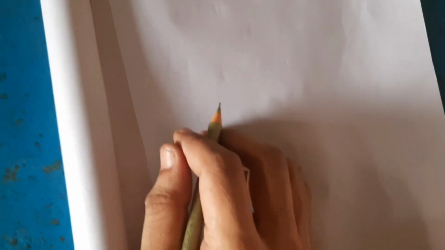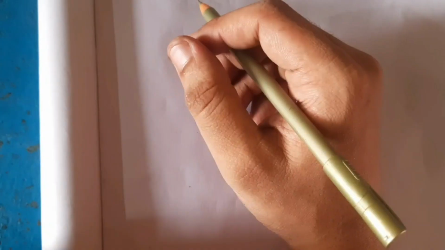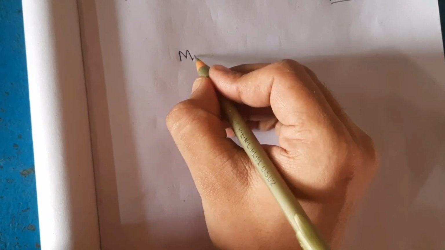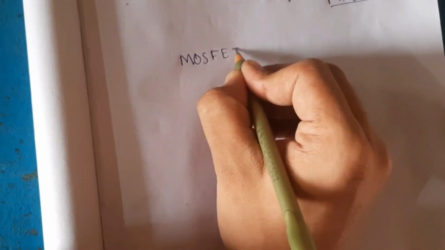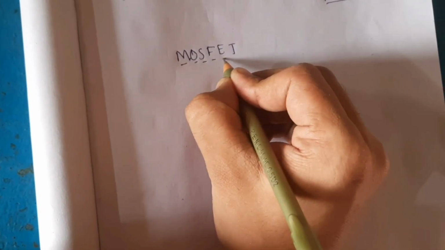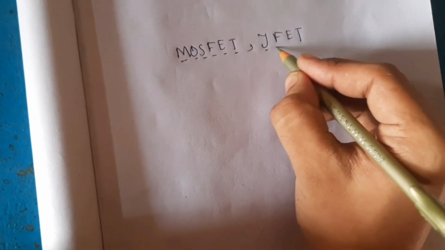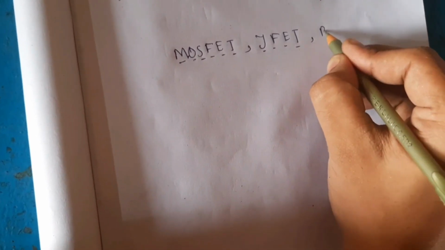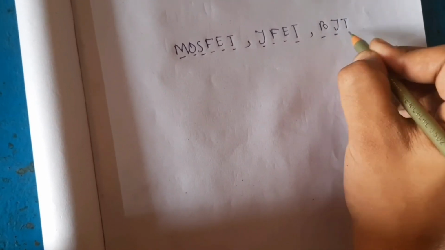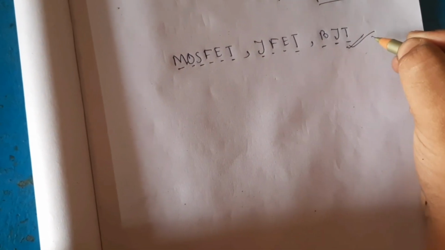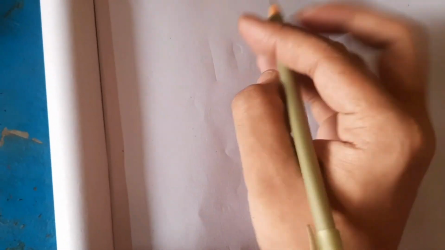Now we come back to the case of the transistor. There are many types of transistor available in the market. For example, MOSFET, which is metal oxide semiconductor field effect transistor; JFET, which is junction field effect transistor; and BJT, which is bipolar junction transistor. In this video, I will discuss this BJT, or bipolar junction transistor. So what is basically a BJT, or bipolar junction transistor?